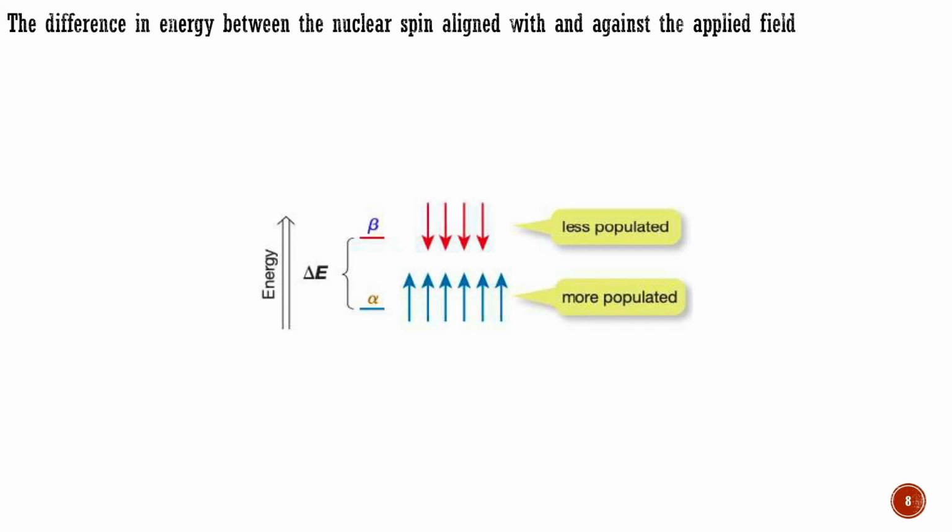The stronger the magnetic field, the greater the energy difference between the two alignments of the nucleus. Now there is an unfortunate thing about NMR. The energy difference between the nuclear spin being aligned with the magnetic field and against it is exceedingly small. So small that we need an extraordinarily strong magnetic field to see any difference at all.